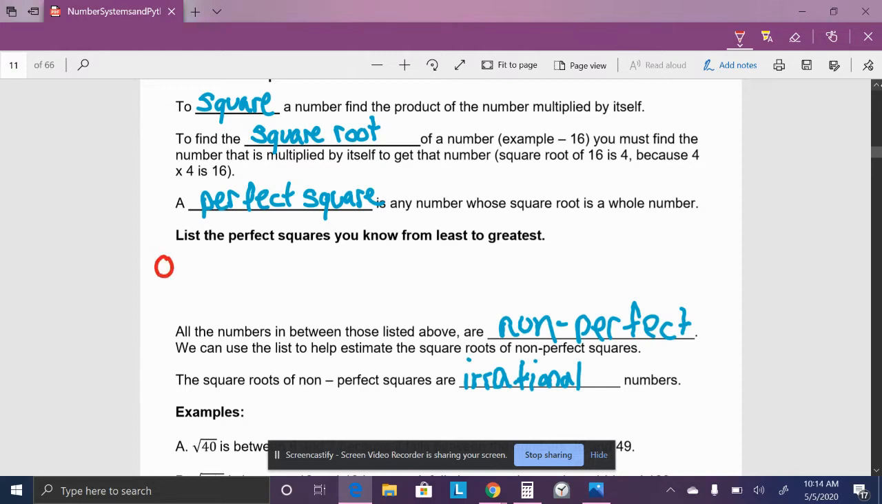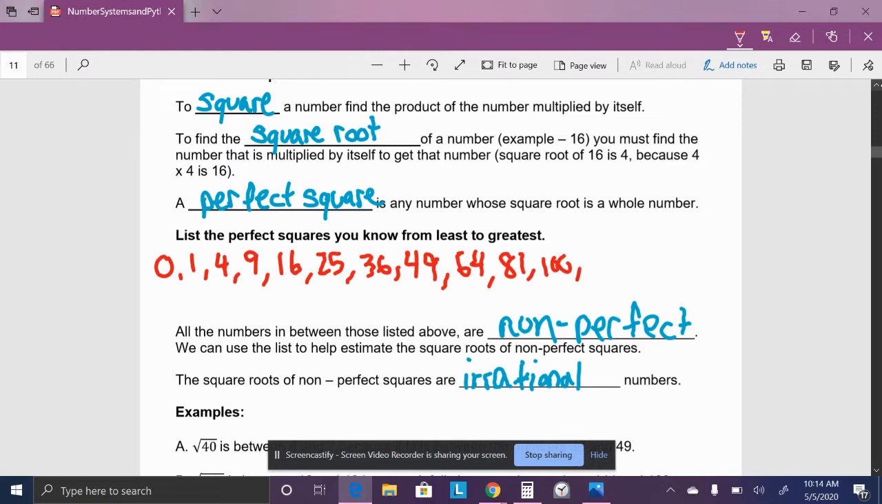0. 1 times 1 is 1. 2 times 2 is 4. 3 times 3 is 9. 4 times 4, 16. 5 times 5, 25. All right, I'm going to keep going. 36, 49. 8 times 8, 64. 81. 100. 121. 144. 169.